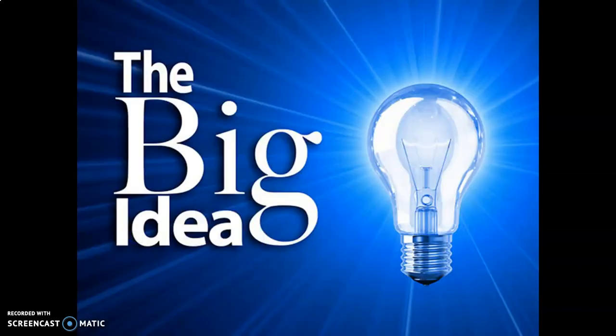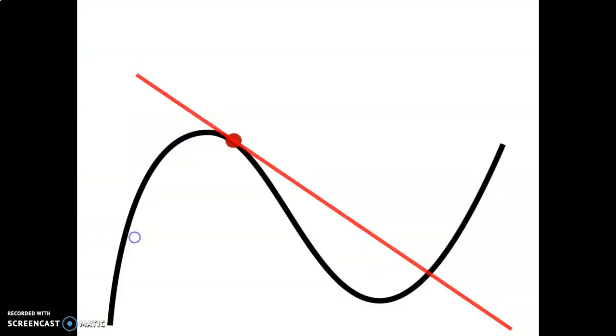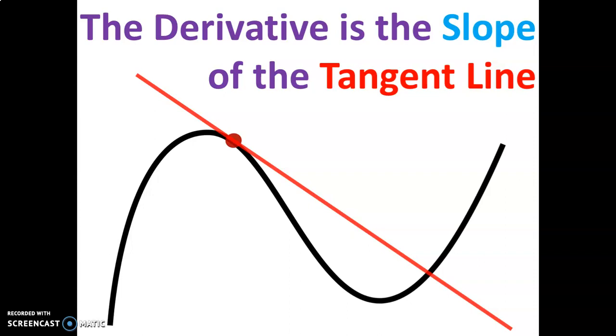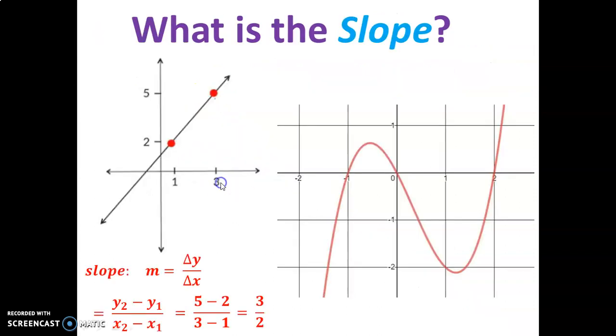Let's recap first what we saw in the last lesson, which is a very big idea in calculus and mathematics, the definition of a derivative. We talked about the fact that a derivative is just the slope of a tangent line to a curve. For example, the slope of this line would be the derivative at that point.